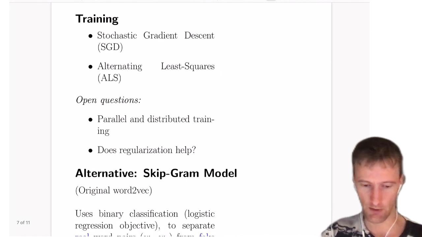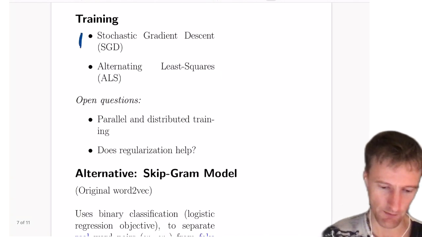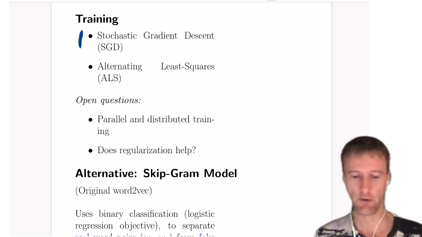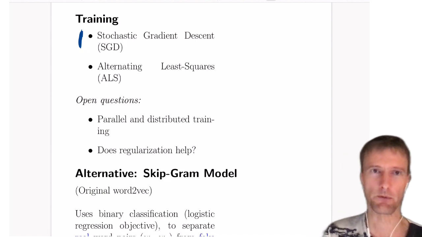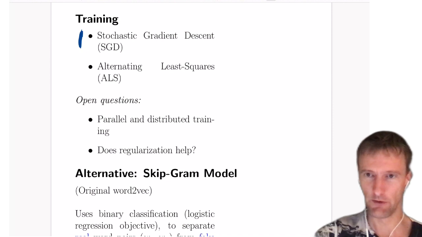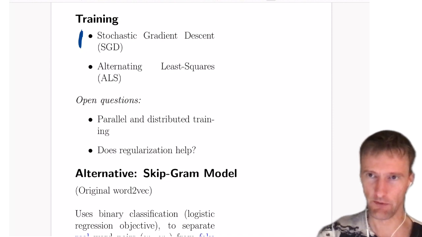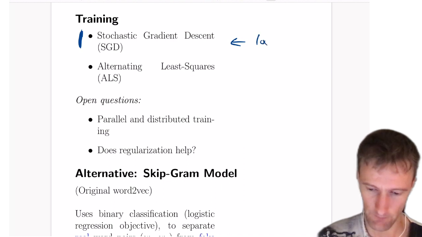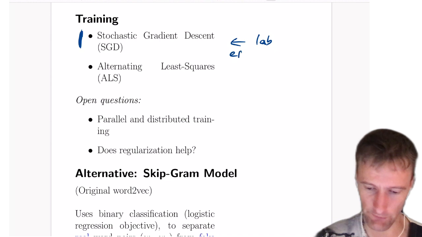Okay, how does it work? How do we train it? We've asked this question a few times in the course, and the answer was always the same. It's also still going to be the same here. That's the usual stochastic gradient descent. And again, I would encourage you to look at the lab, and the efficiency of this is really key.